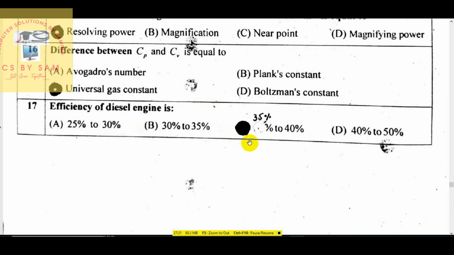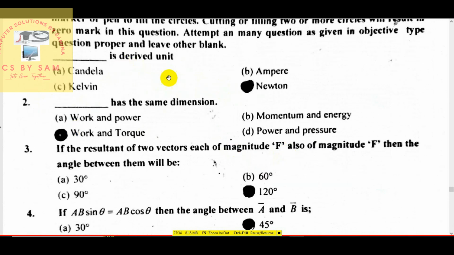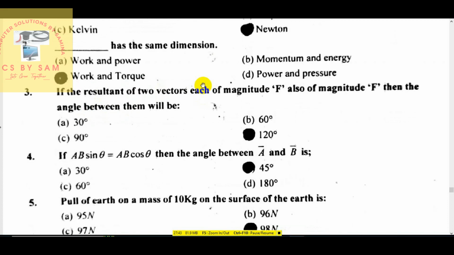Efficiency of diesel engine is 35% to 40%. Joule is the derived unit, Newton is the derived unit. They have the same dimension. इनमें से कौन सी ऑप्शन करेक्ट है? Work and torque have the same direction.